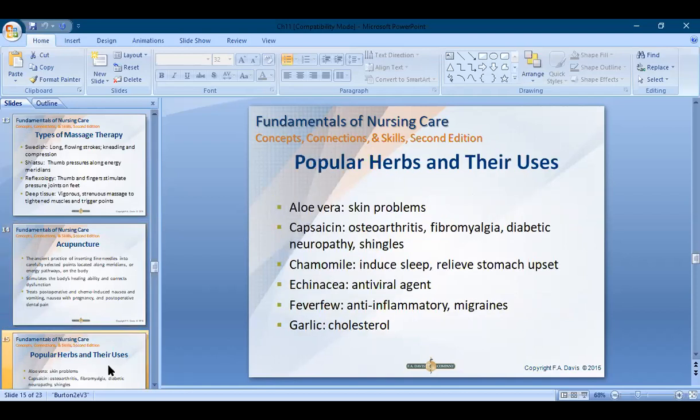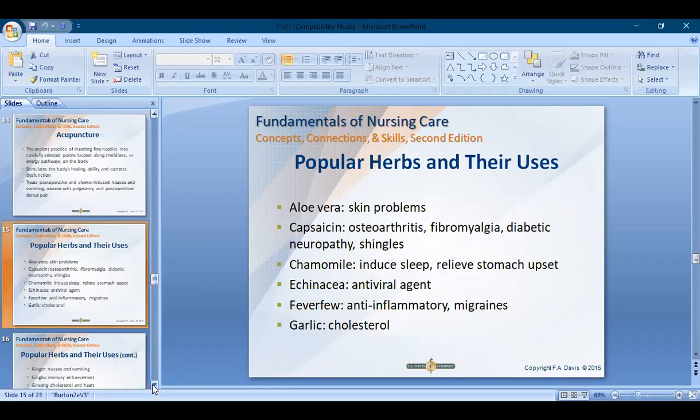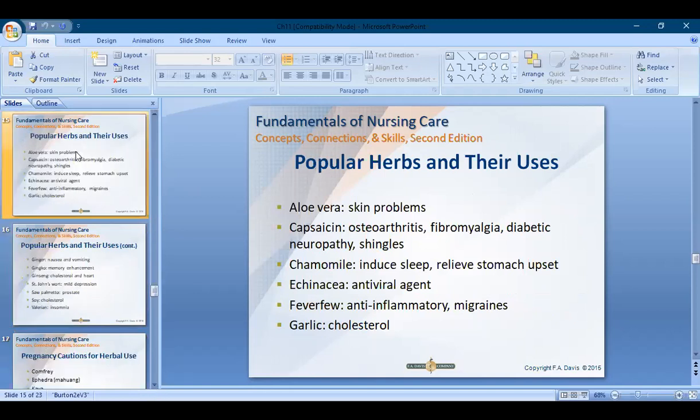And here are the popular herbals and their uses. Before we go to the popular herbals and their uses, this is the most important part for the NCLEX board exam.